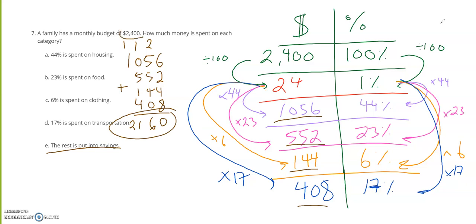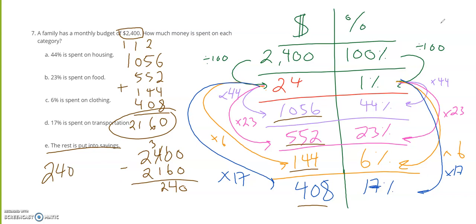So if this is our budget, 2,400, and we subtract what we spent, we'll find out how much was put into savings. 0 minus 0 is 0. 0 take away 6 you can't do, so we have to regroup. This becomes 3. This becomes 10. 10 minus 6 is 4. 3 minus 1 is 2. 2 minus 2 is 0. So the rest is $240. And it is put into savings.